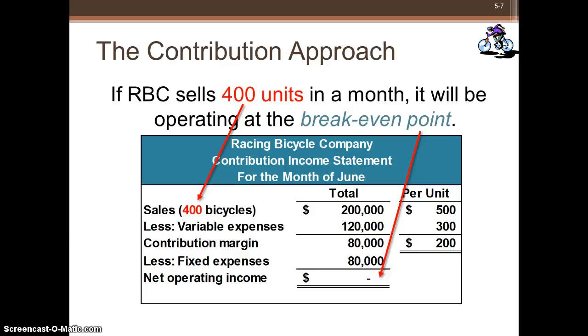Once you understand the concept of contribution margin, if I were to tell you that you were going to sell 400 bikes, you could quickly determine that contribution margin would be $80,000, 400 times 200. Therefore, understanding the contribution margin relationship is important. Knowing that your fixed costs are $80,000, you would know that you were at the break-even point, because the contribution margin is $80,000 and fixed cost is $80,000. Therefore, your profit would be 0, and that would be the break-even point.